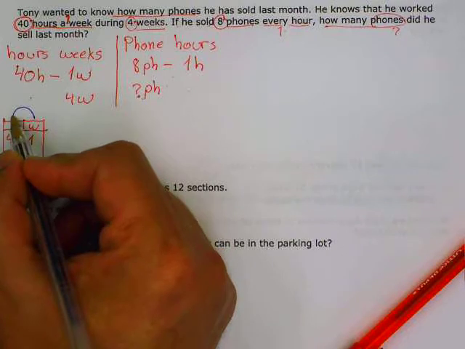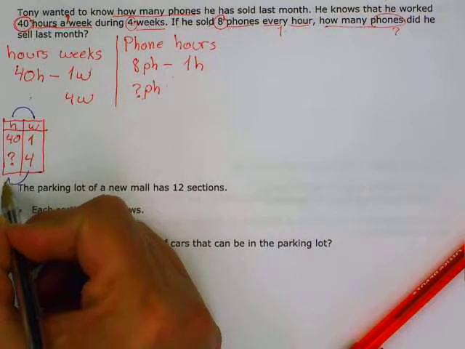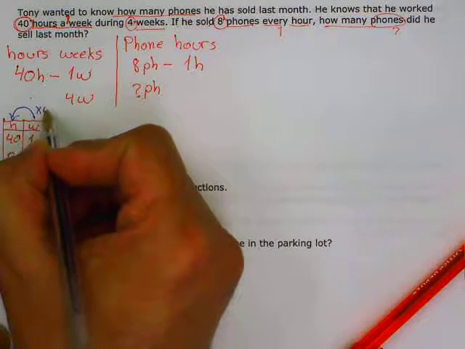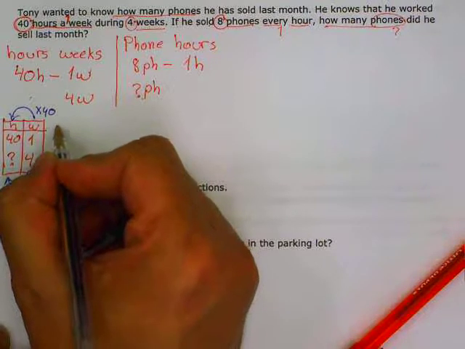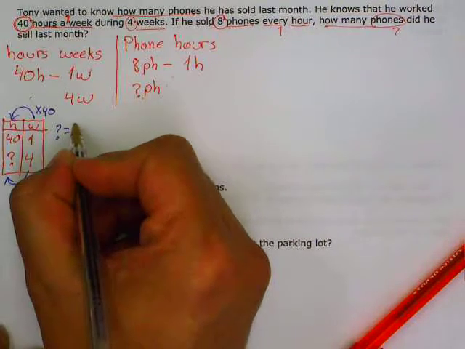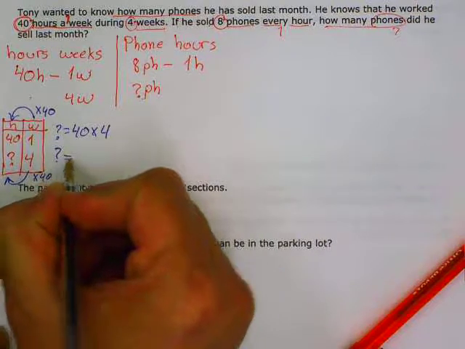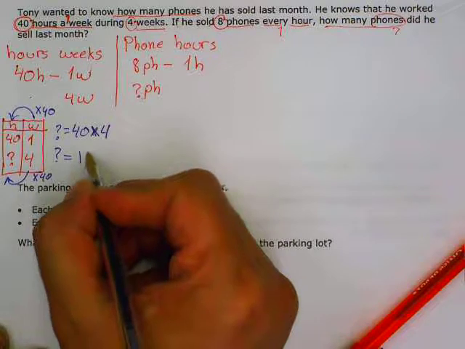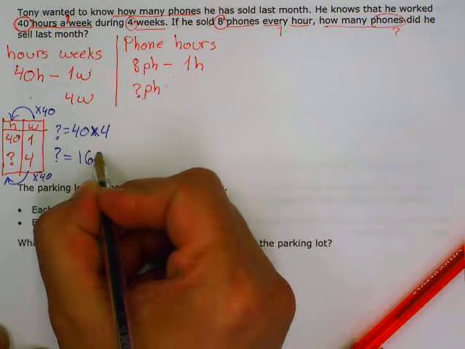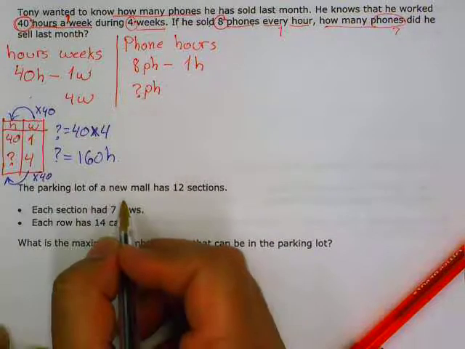So, can I go from weeks to hours? Doing what? Times 40. Can I do the same with the 4 weeks? Yes. So, times 40. So to figure out how many hours he worked, I need to multiply the 40 hours times 4 weeks. And that should be an easy multiplication. 40 times 4. 160. 160 hours.